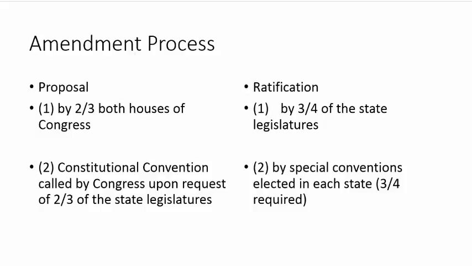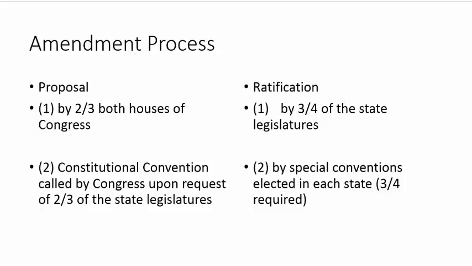There are 2 ways to propose an amendment. By 2/3 vote of both houses of Congress, or by a new constitutional convention called by Congress on the request of 2/3 of the state legislatures. This second process has never been used.